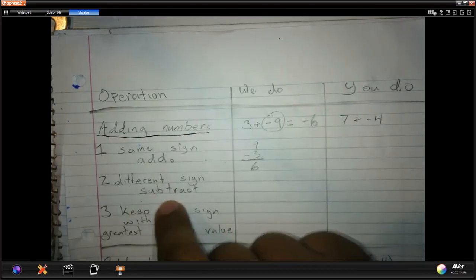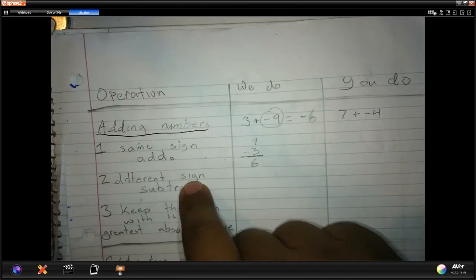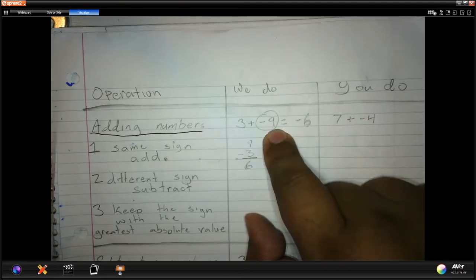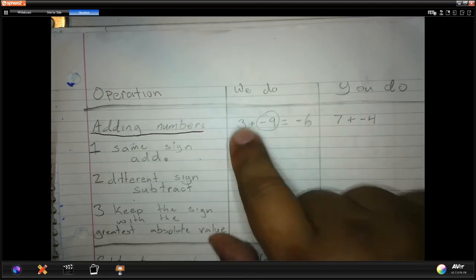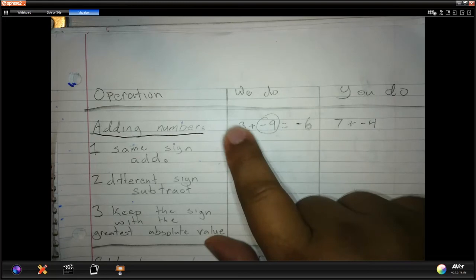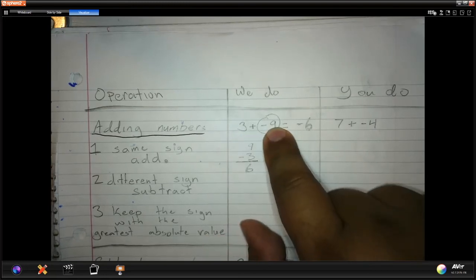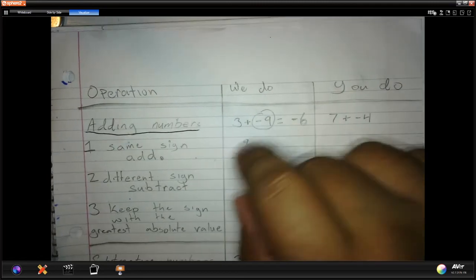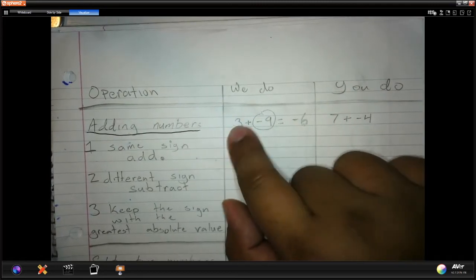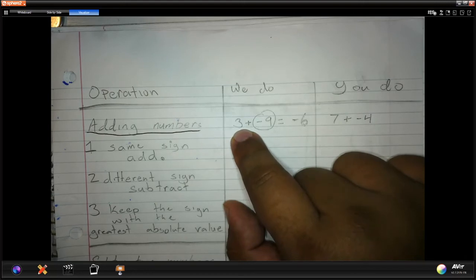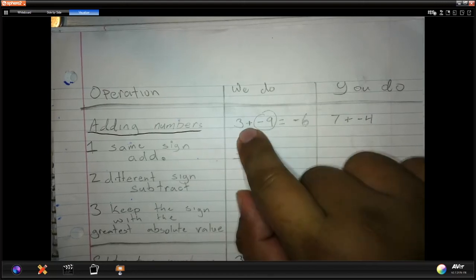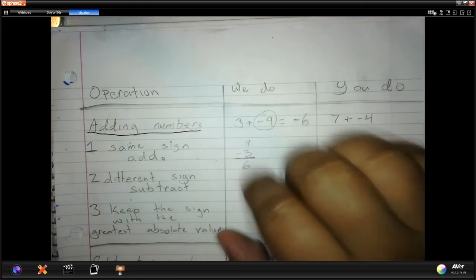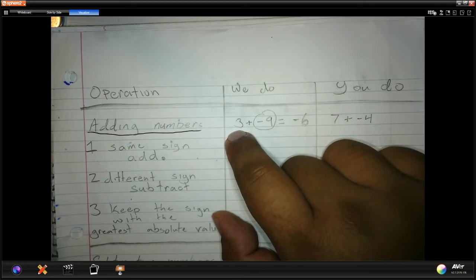Now, this is the big one. If they're different signs, then we're going to subtract them. So look at this example. I have 3 plus a negative 9. I'm looking at them and I say, whoa, that's a positive number, that's a negative number. How am I going to solve this problem? Ignore the answer that's already there, we're going to get there anyway. To do it, we want to subtract them. How I write it is I circle the one that's bigger. I'm talking about just looking at the number, ignoring the negative.